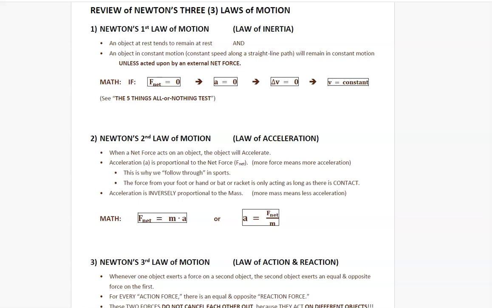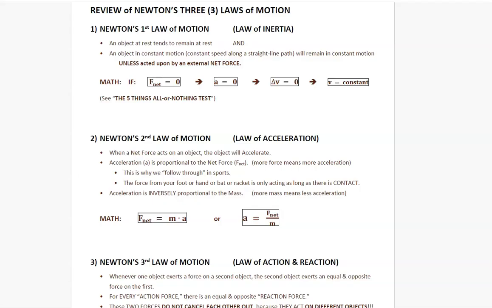So Newton's first law says an object at rest tends to remain at rest, and an object in constant motion, that means constant velocity or constant speed along a straight line path, will remain in constant motion unless acted upon by an external net force. All this means is if it's stopped, it's going to stay stopped. If it's moving, it's going to keep moving the way it was moving unless there is a net force on that object.